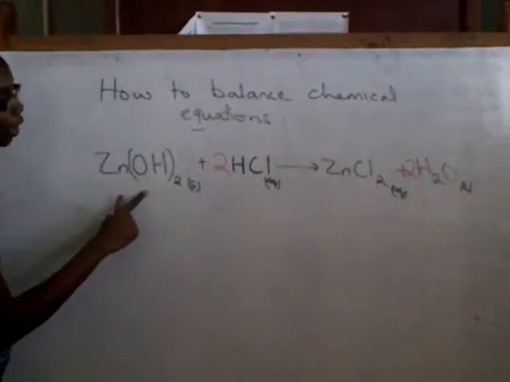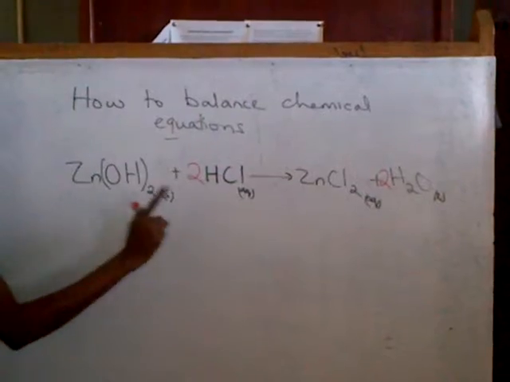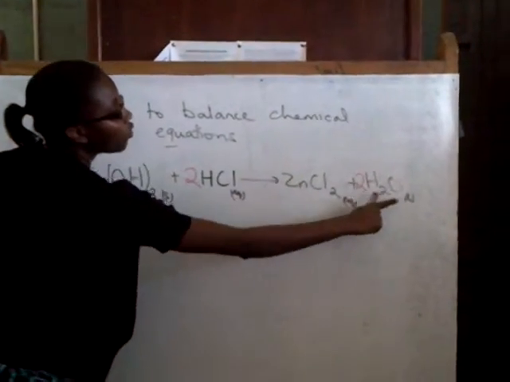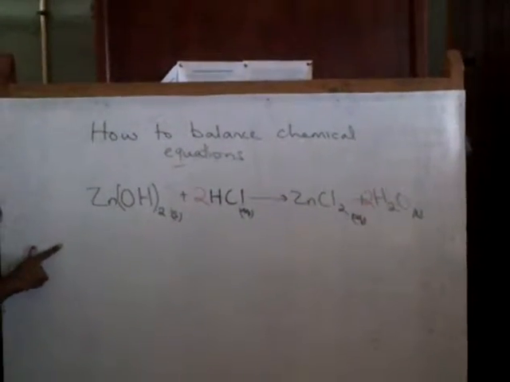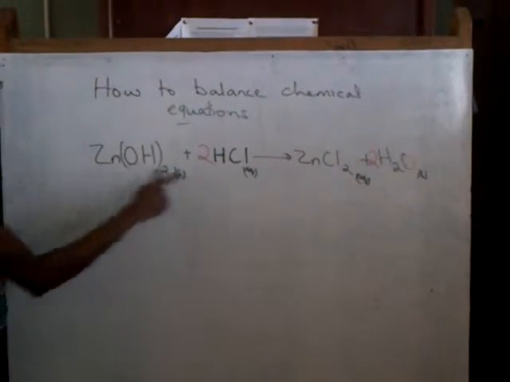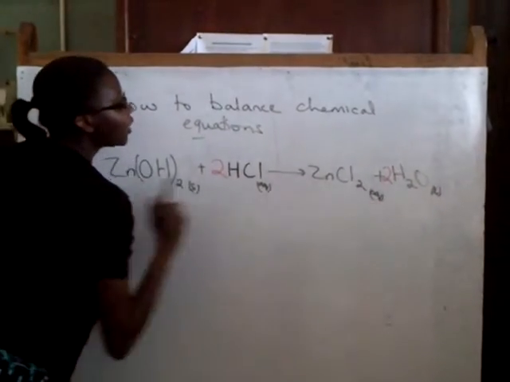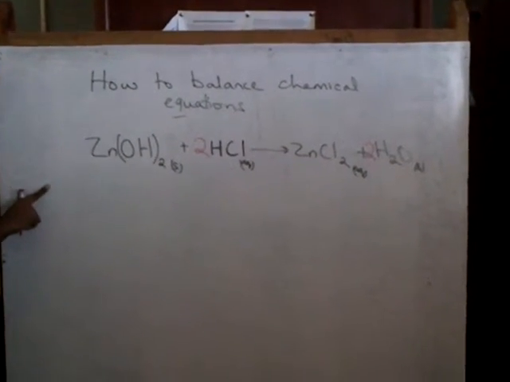Now let's look at our oxygen. On the reactant side, we have 2 oxygen. And on the product side, we have 2 oxygen, which therefore means that all the elements in this equation have the same number on the reactant side and on the product side. So therefore, our equation is balanced.